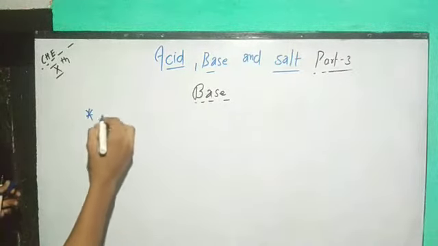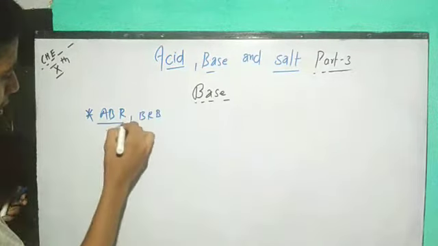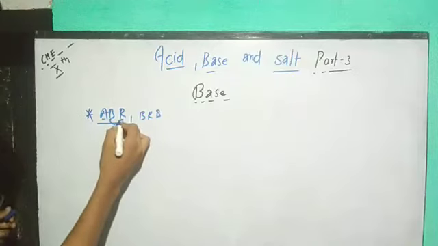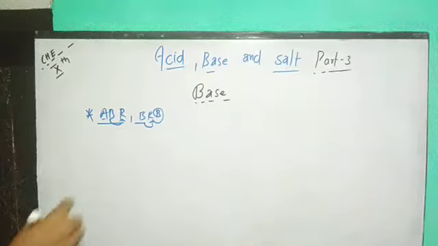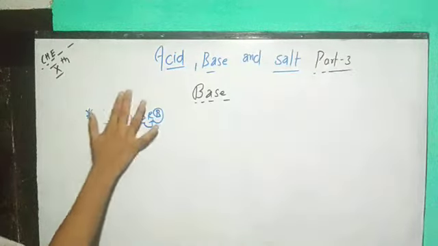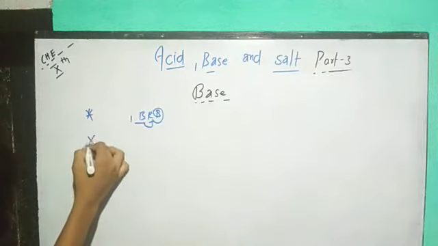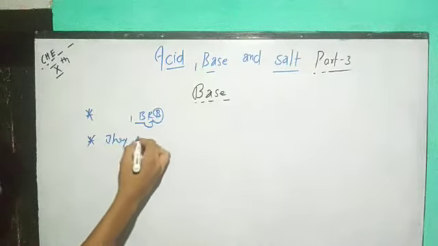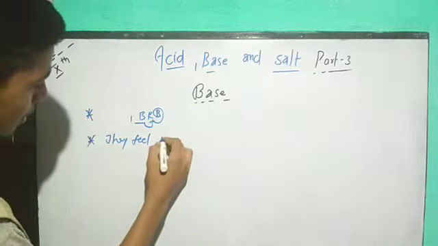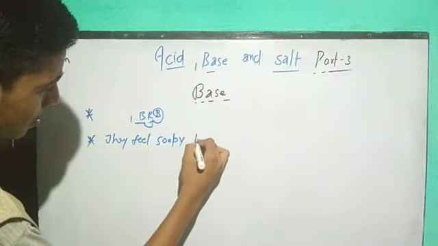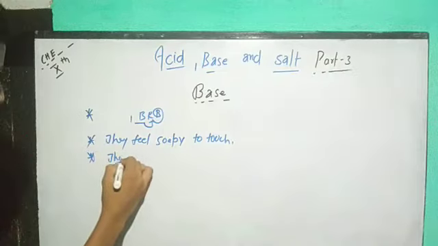So first one I told you, ABR and BRB. ABR is already clear. Acids turn blue litmus into red, whereas bases turn red litmus paper into blue. So we have to remember this one. The second thing is that we can say they have a soapy structure. So we can say that they feel soapy to touch. Another thing I told you, they are bitter in taste.